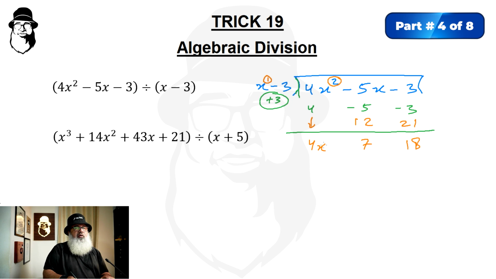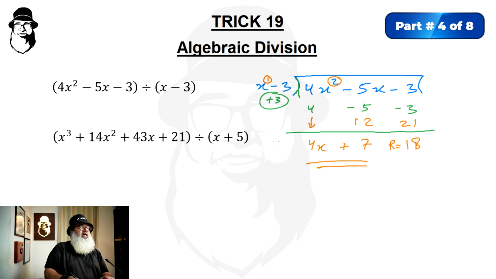And then we keep decreasing the power by 1. So here it's 4x and it's 7. That's the answer. And the last one is always the remainder. We have remainder 18 here. So that's it. In one line we can get the answer like that.